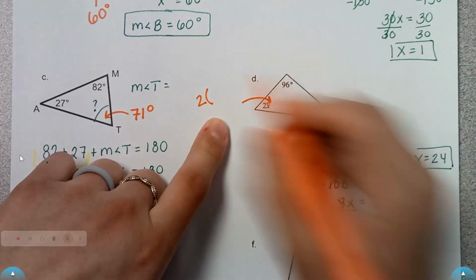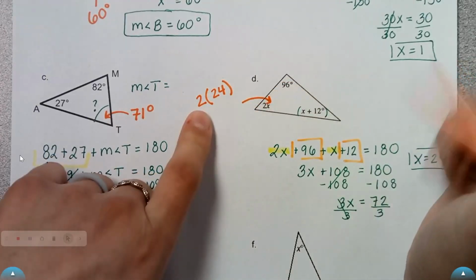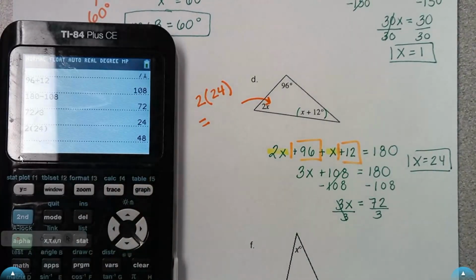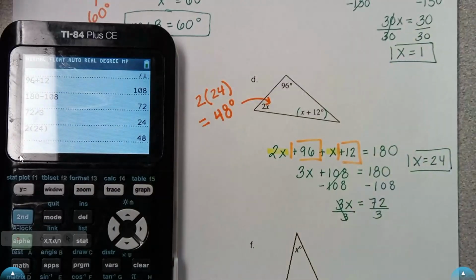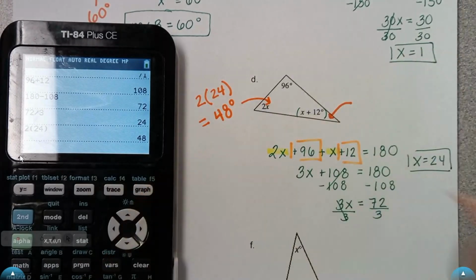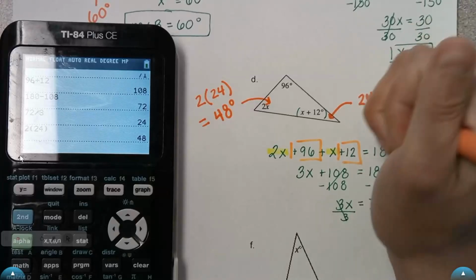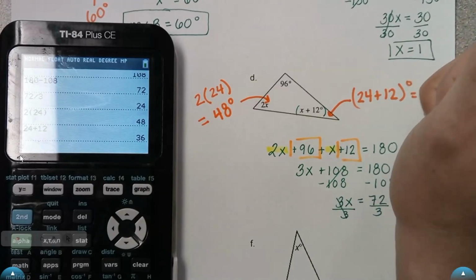I have 2 times 24. 2 times 24, that gives me 48 degrees. Okay, and then I need to figure out this angle right here. So that's 24 plus 12, right? 24 plus 12 gives me 36 degrees.